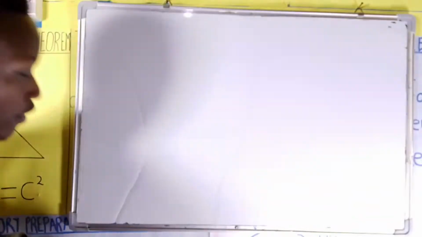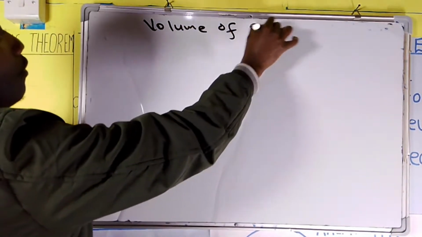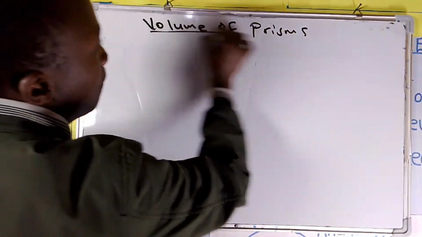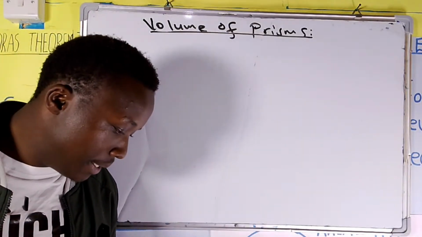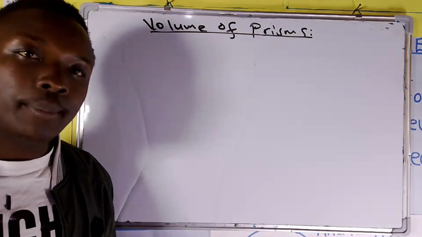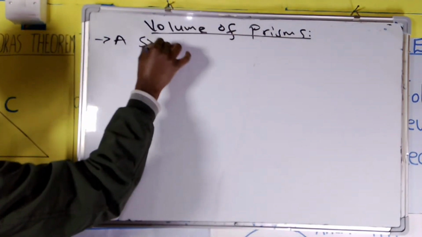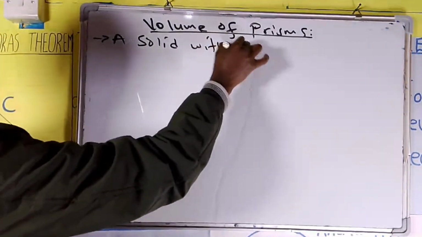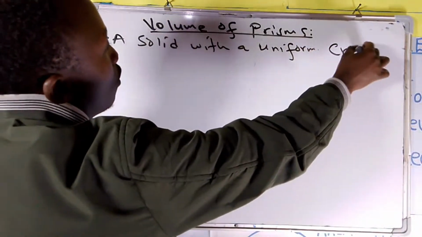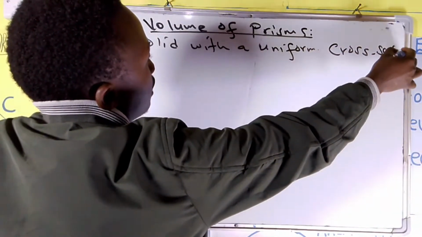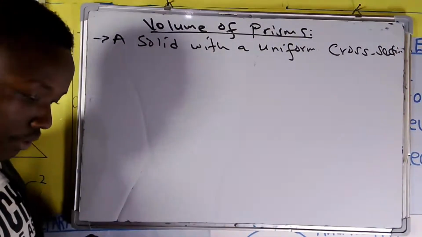How do we determine the volume of prisms? So what is a prism? A prism can simply be defined as a solid with a uniform cross section.